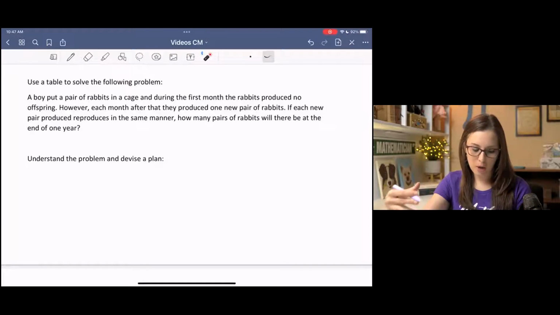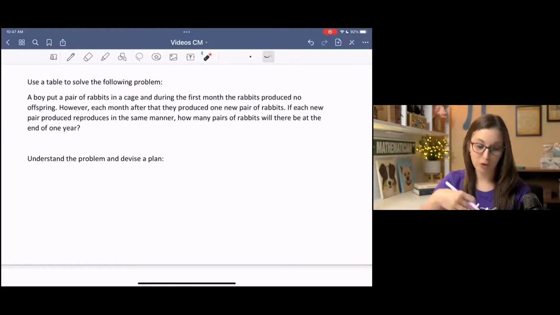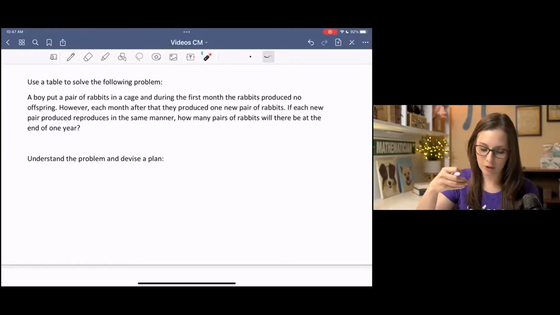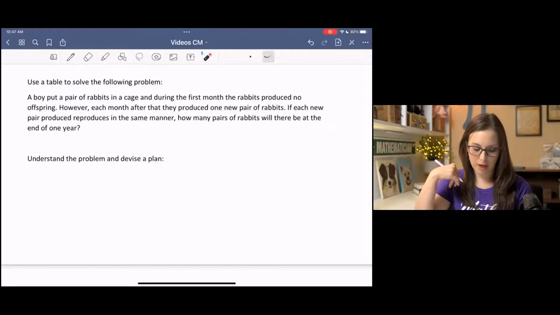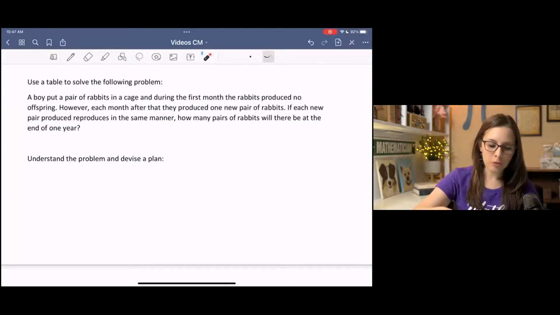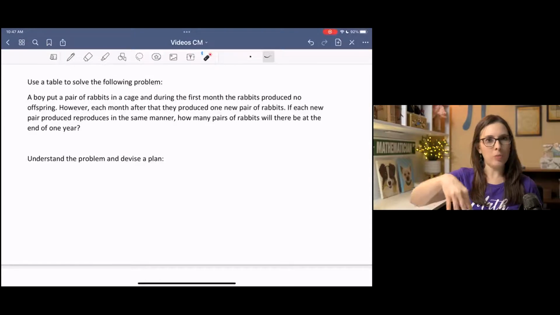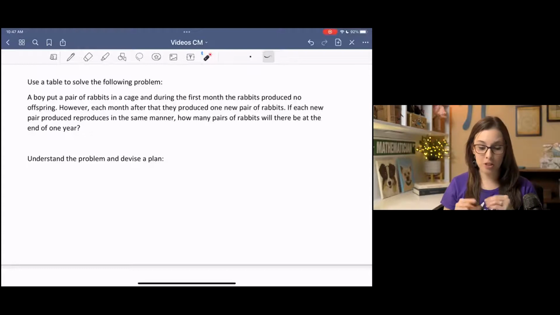If each new pair reproduces in the same manner, how many pairs of rabbits will there be at the end of 1 year? So what I'm doing right now is I'm understanding the problem. I'm just reading it, and I would recommend maybe reading it 2 or 3 times, especially something like this that is very wordy. So in the first go, just read the problem. Now I've seen this problem before, so I'm kind of doing 2 steps in one, but for you, for the first time that you read a problem, just read the problem.